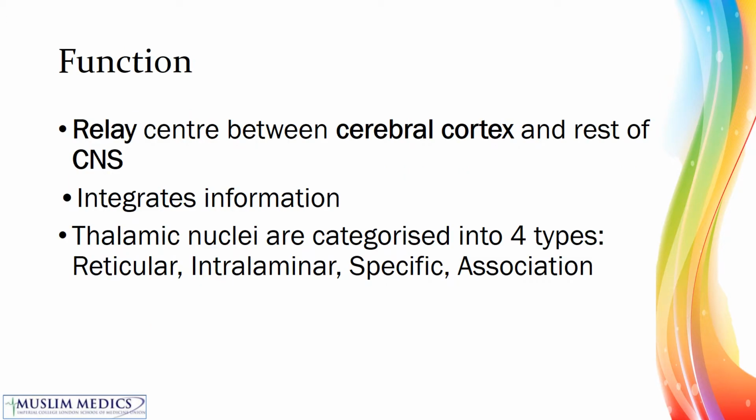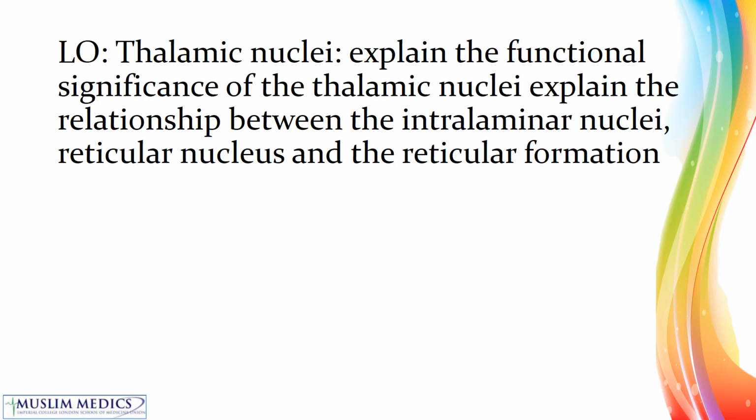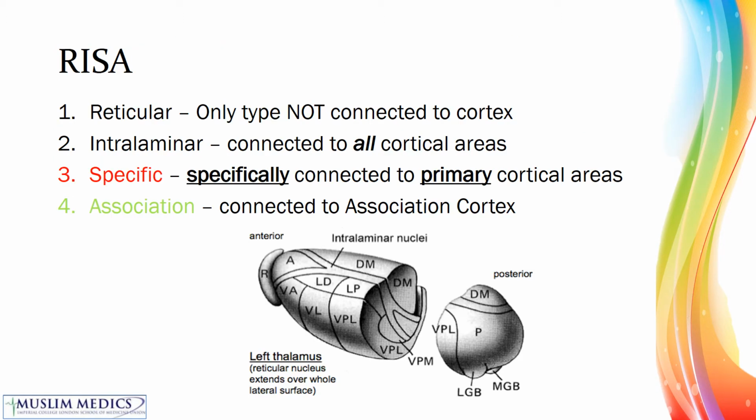So what does the thalamus actually do? Well, the thalamus acts as a relay center between the cerebral cortex and the rest of the CNS, and it helps to integrate different sensory inputs that are coming from the body. Now we're going to have a look at the specific thalamic nuclei in the brain. As we saw before, it's split into four main types: reticular, intralaminar, specific, and association. For the purpose of this lecture, we're going to be focusing on the specific and the association nuclei more.